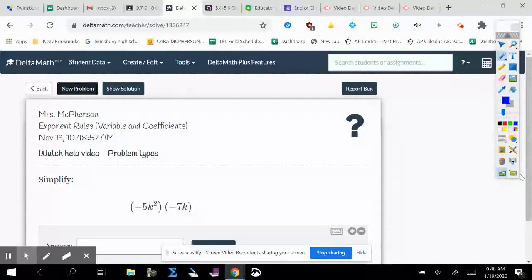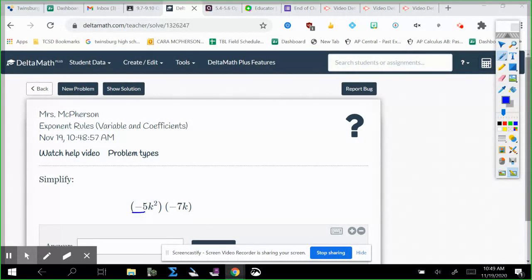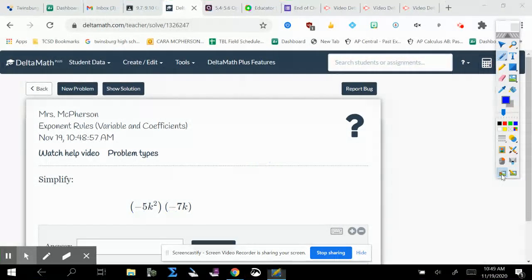Something like this, we actually already did one like this. The idea is that we are multiplying the numbers together first and then using the exponent rule. The exponent rule says when bases are multiplied, I add the exponents, so I get k cubed. So that's the idea of treating the coefficients a little differently than we treat the exponents.